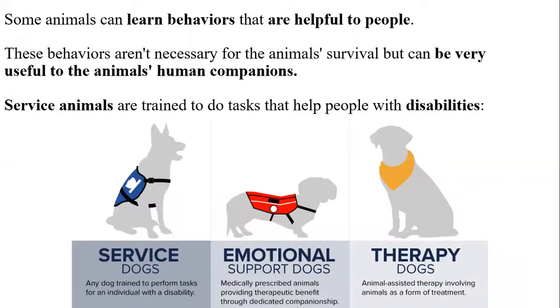Now let's move to another thing, which is the other behaviors that do not have to be helpful for animals. They don't have to be just for surviving. Some animals can learn behaviors that are helpful to people, but not important for the animal to survive. These behaviors aren't necessary for the animal's survival, but can be very useful to the animal's human companions, the friend of the animal. And we call those animals service animals. Those are trained to do tasks that help people with disabilities.